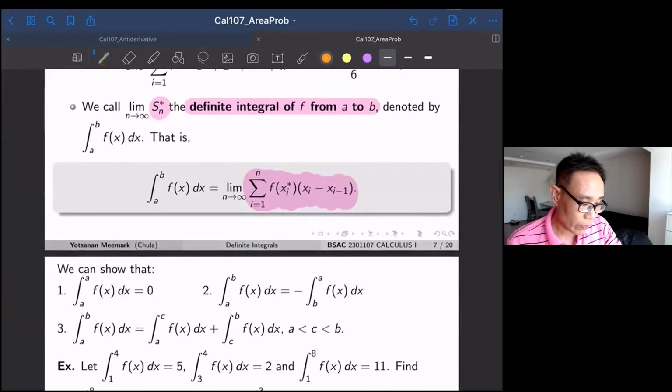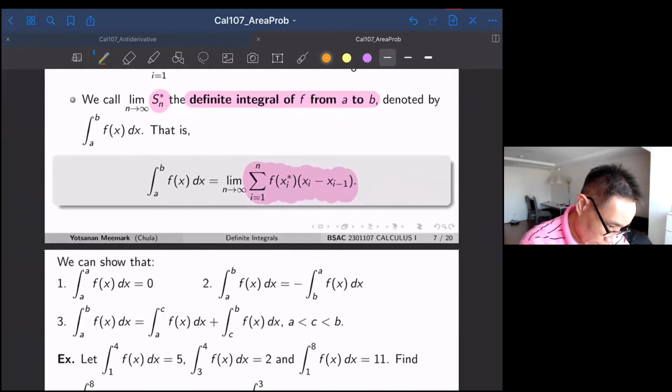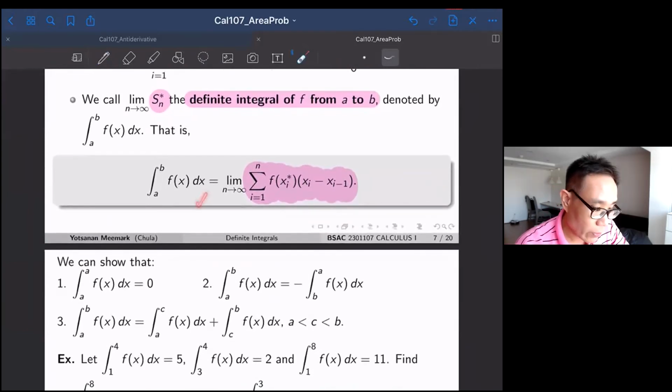So this will be the notation for the area. The notation for the area is called the definite integral. We're going to read this as the integral of f(x) dx, which we know how to read from before. And we're going to add the boundaries of integration, from a to b. So we say the integral of f(x) dx from a to b.